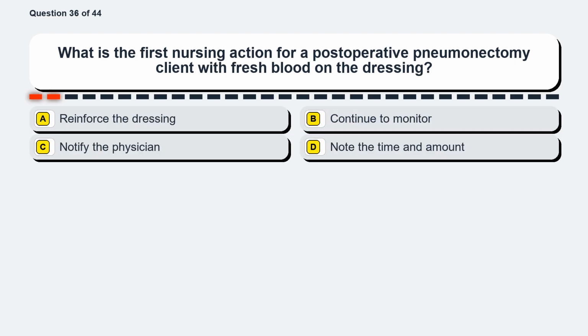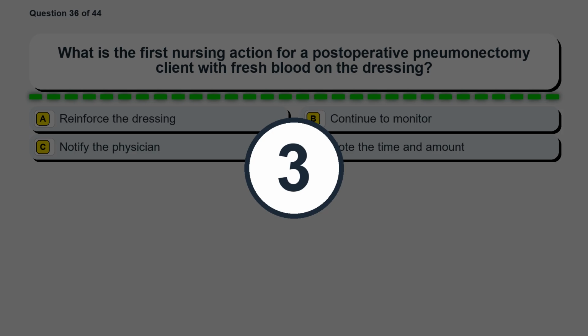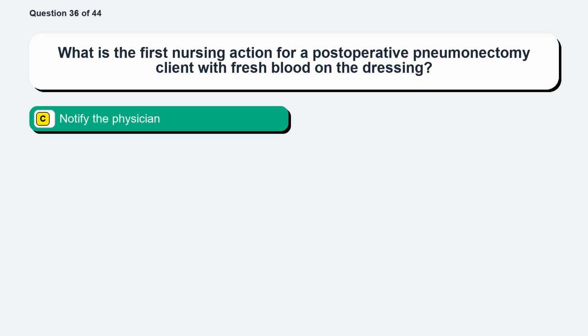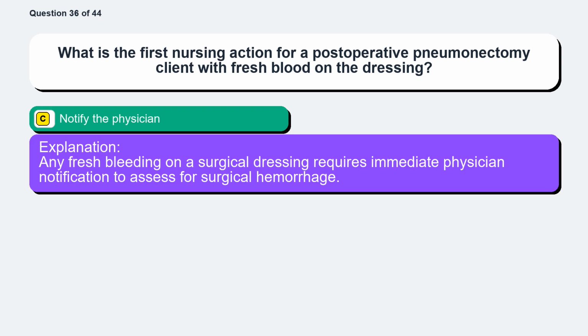Question 36. What is the first nursing action for a postoperative pneumonectomy client with fresh blood on the dressing? Option A. Reinforce the dressing. Option B. Continue to monitor. Option C. Notify the physician. Option D. Note the time and amount. The correct answer is option C. Notify the physician. Any fresh bleeding on a surgical dressing requires immediate physician notification to assess for surgical hemorrhage.